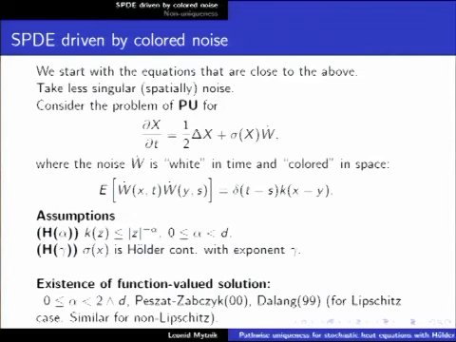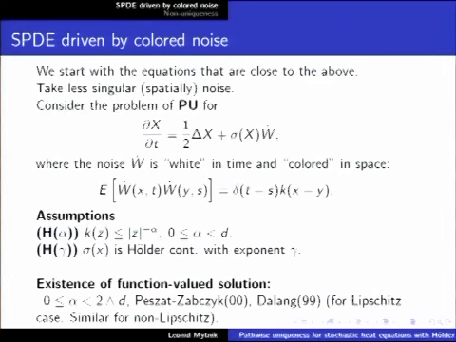So we start from this equation, as I said, the one driven by less singular noise. In this setting, I take W to be white in time as before, and colored in space, such that K(x minus y) is the correlation kernel. On this correlation kernel, we have these assumptions. It has a pole at 0, and the exponent of the pole is alpha. And sigma again is Hölder continuous with exponent gamma.